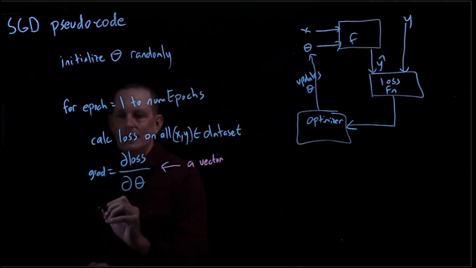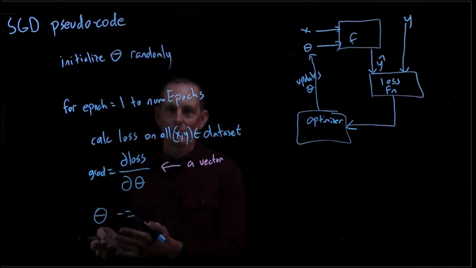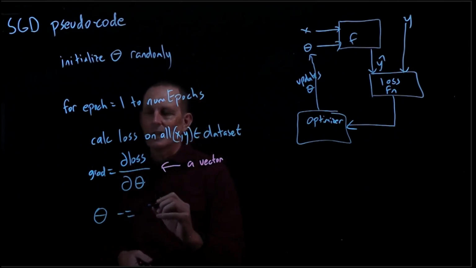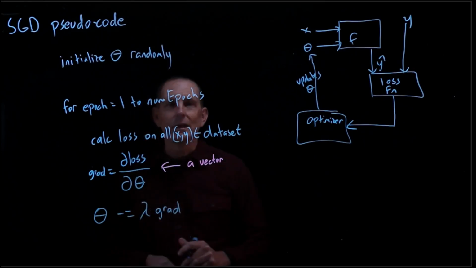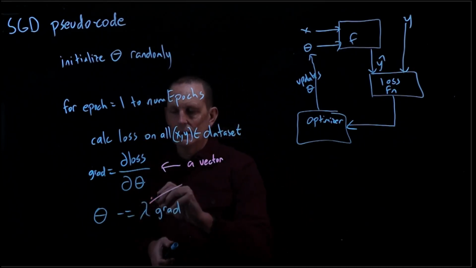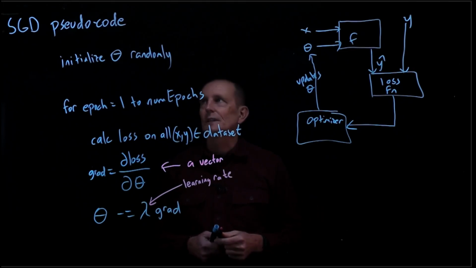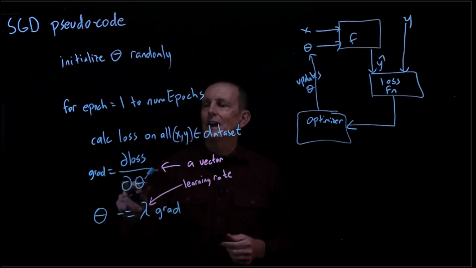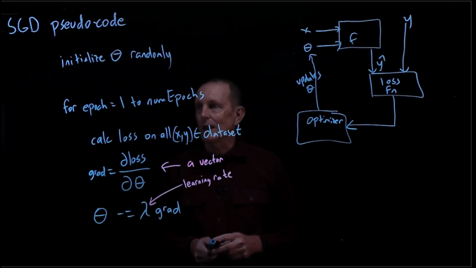And then we go ahead and update theta. We're going to treat theta as a vector, because we're really updating theta 1, theta 2, theta 3, theta 4, and so on, all in parallel. So theta minus equals the gradient times some lambda, which is our learning rate. This is gradient descent. It's not actually stochastic, because we are taking all of the x's and y's in the data set and computing the loss and the gradient on all of them at once. If we want to introduce the concept of batches, let's look at how we would do that.